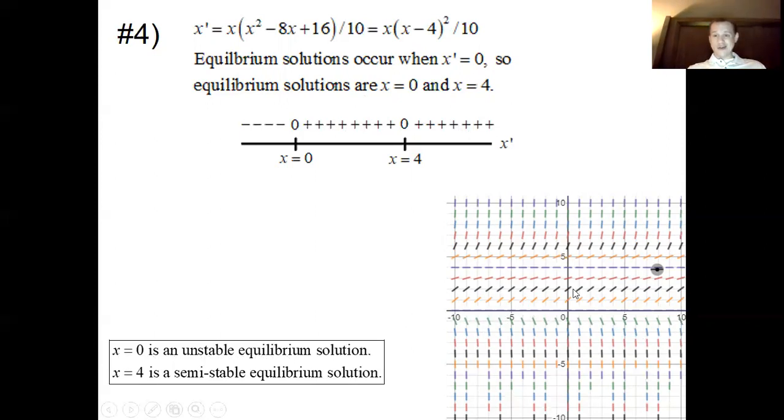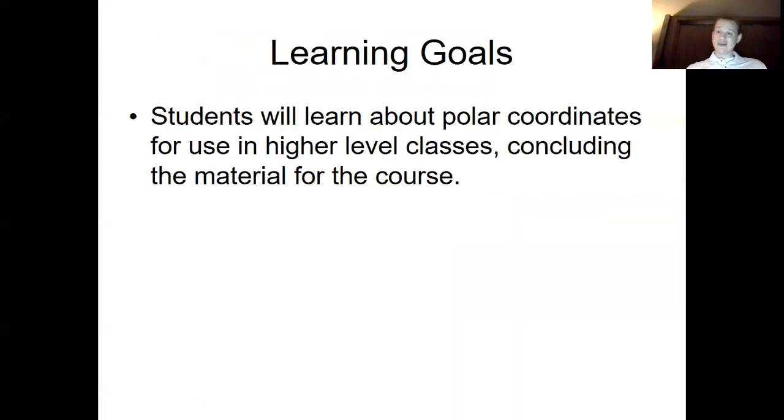For 4, on one side, it's going towards it. On the other side, it's going away from it. So at 4, it's a semi-stable equilibrium solution there, too. And that's your answer for number 4, and that kind of concludes that.